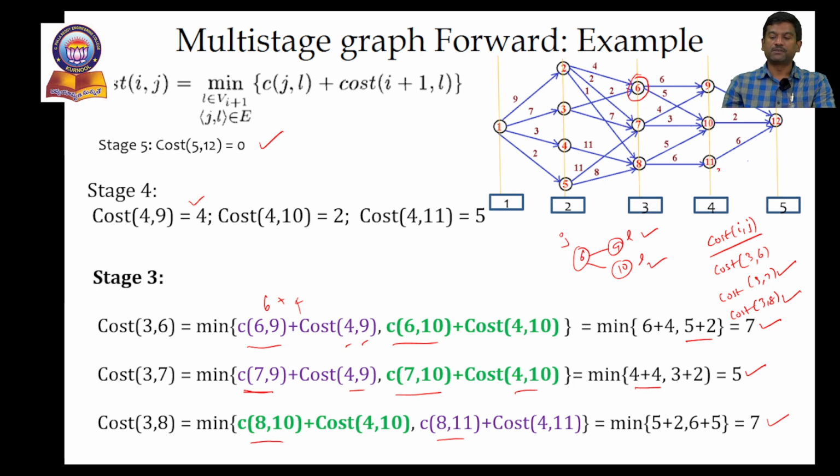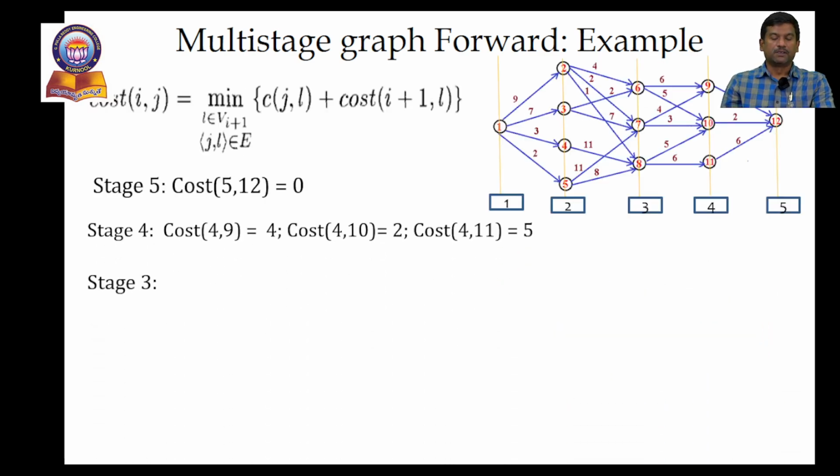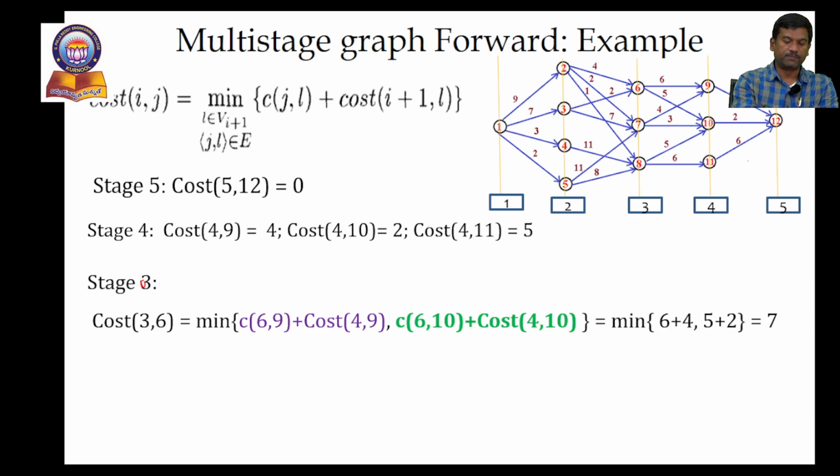In a similar fashion, you can also identify the next stage, that is stage 2. So at stage 2, identify what are the vertices which are present. The vertices which are present are 2, 3, 4, 5. So you have to compute cost of 2 comma 2, cost of 2 comma 3, cost of 2 comma 4, and as well as cost of 2 comma 5. So this is okay, stage 3 is calculated.